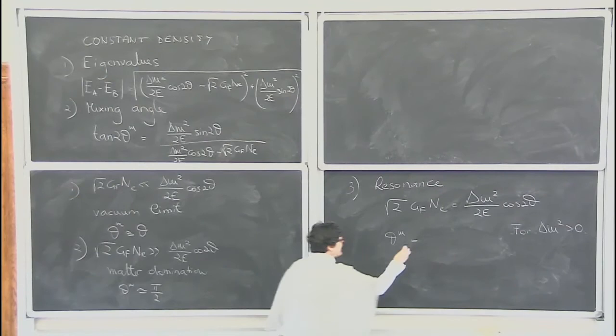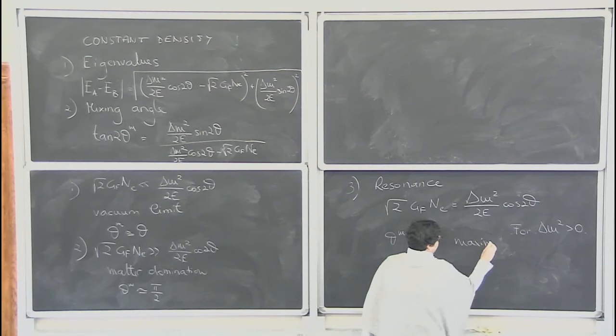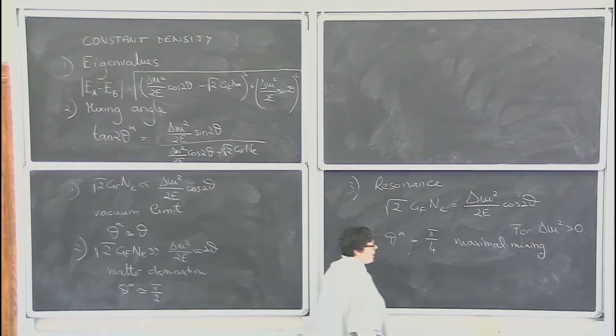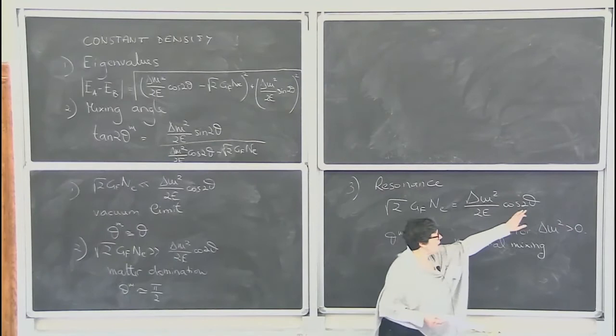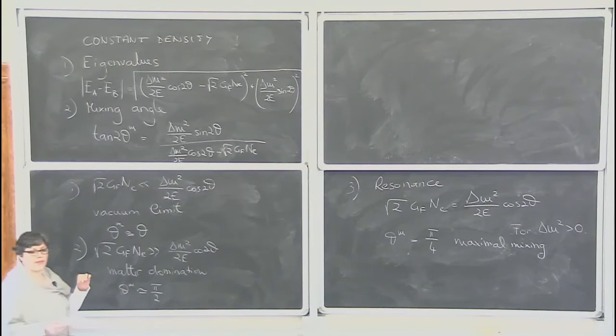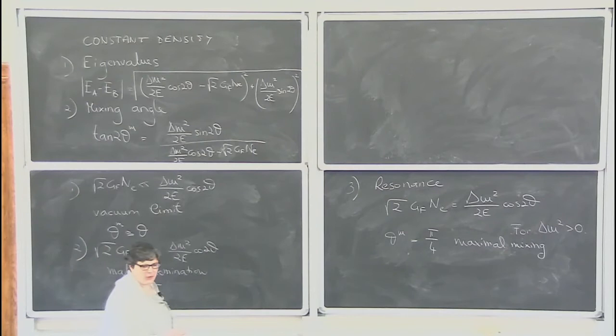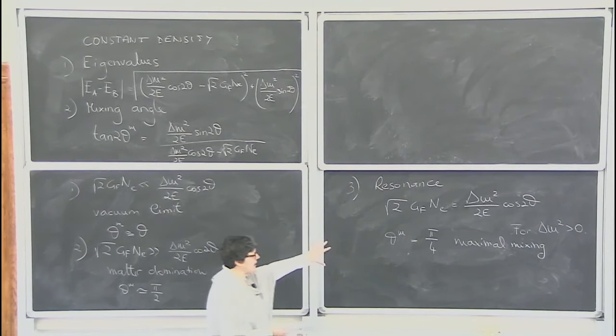Now, this is maximal mixing. Remember, the probability goes as sine squared 2 theta. So in this case, it will be sine squared 2 pi over 4, and sine squared pi over 2 is 1. So you have maximal conversion independently of the value of the angle in vacuum. Even if theta in vacuum is very, very small, you still have resonant transitions and maximal oscillations. Just as a comment, you may ask: if I send the angle to zero, I should not end up with oscillations. This is not reflected in this formula, because this is true independently of the value of theta. I can send theta to zero, and I can still satisfy this condition.